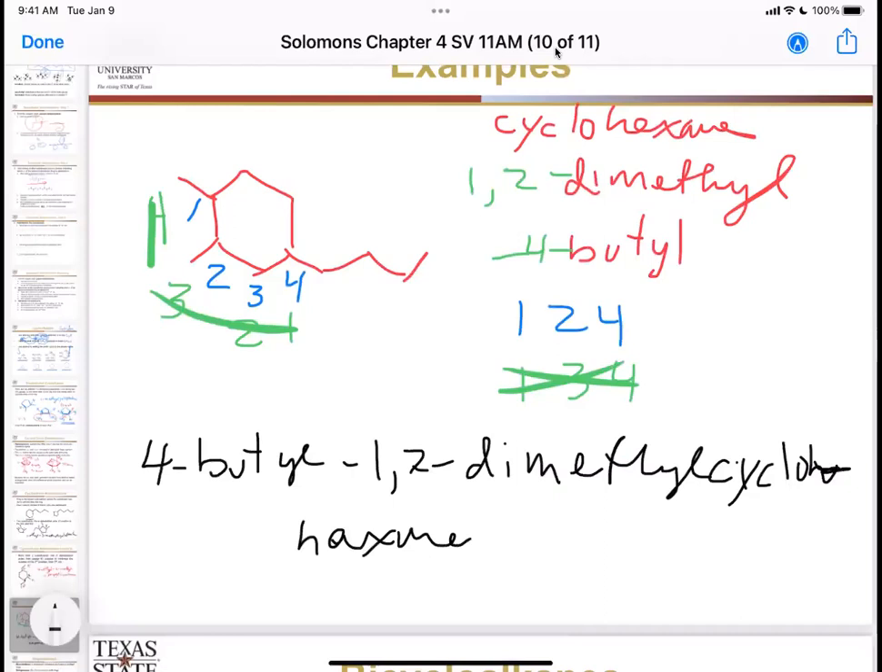This is why I like using scratch paper on exams and stuff, because then you can just get all your substituents down correctly and then sort them out at the end. All right, I want to do one more example.